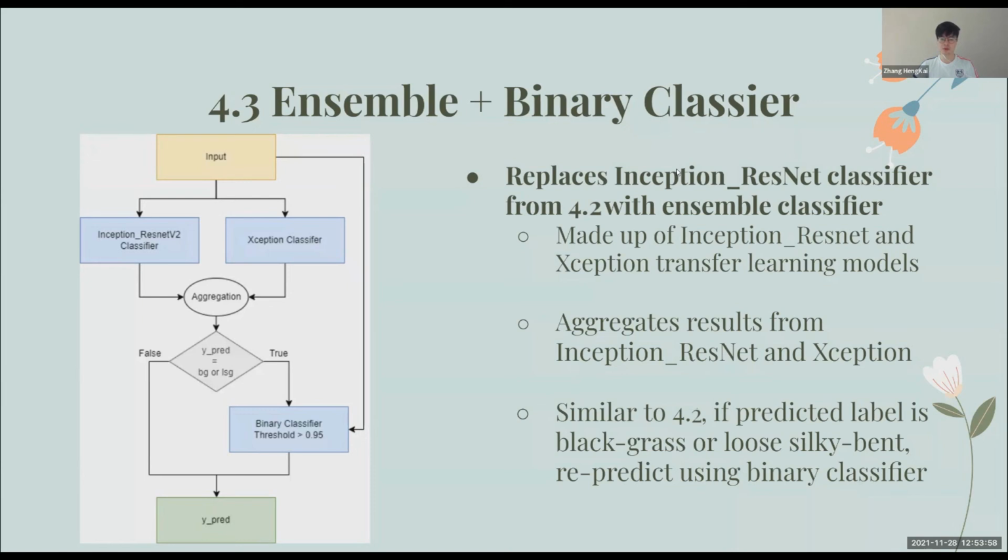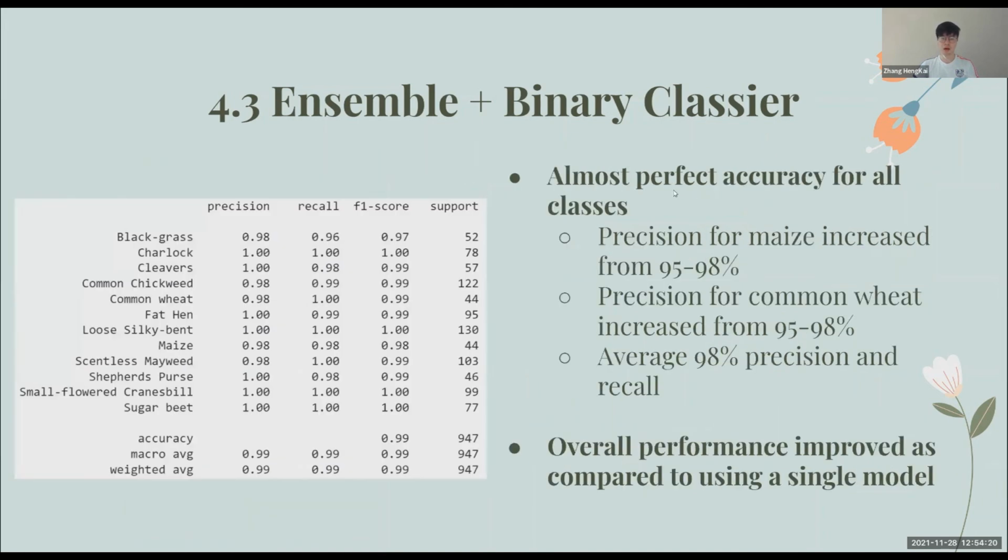Our ensemble classifier consists of two transfer learning models, Inception ResNet v2 and Xception. Referring to the diagram on the left, the output of Inception ResNet v2 and Xception are aggregated, and similar to the model in 4.2, if the predicted label is either blackgrass or loose silky-bent, the image will be passed into the binary classifier for reprediction.